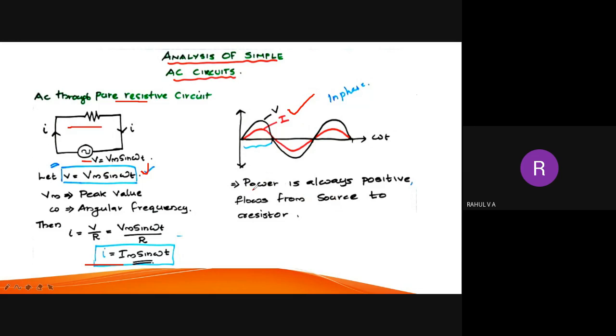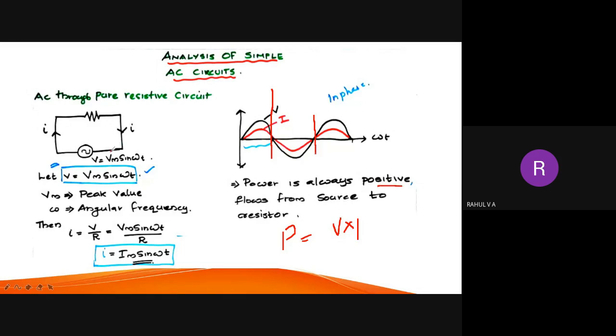And look at the last point. The power is always positive. Why it is always positive? We know the formula for power is equal to V into I. So analyze the first half cycle. For the first half cycle, both the voltage and current are positive. So positive into positive, it is positive only. For the next half cycle, both the current and voltage are negative. So negative into negative, it is also positive. That means power will always be positive.